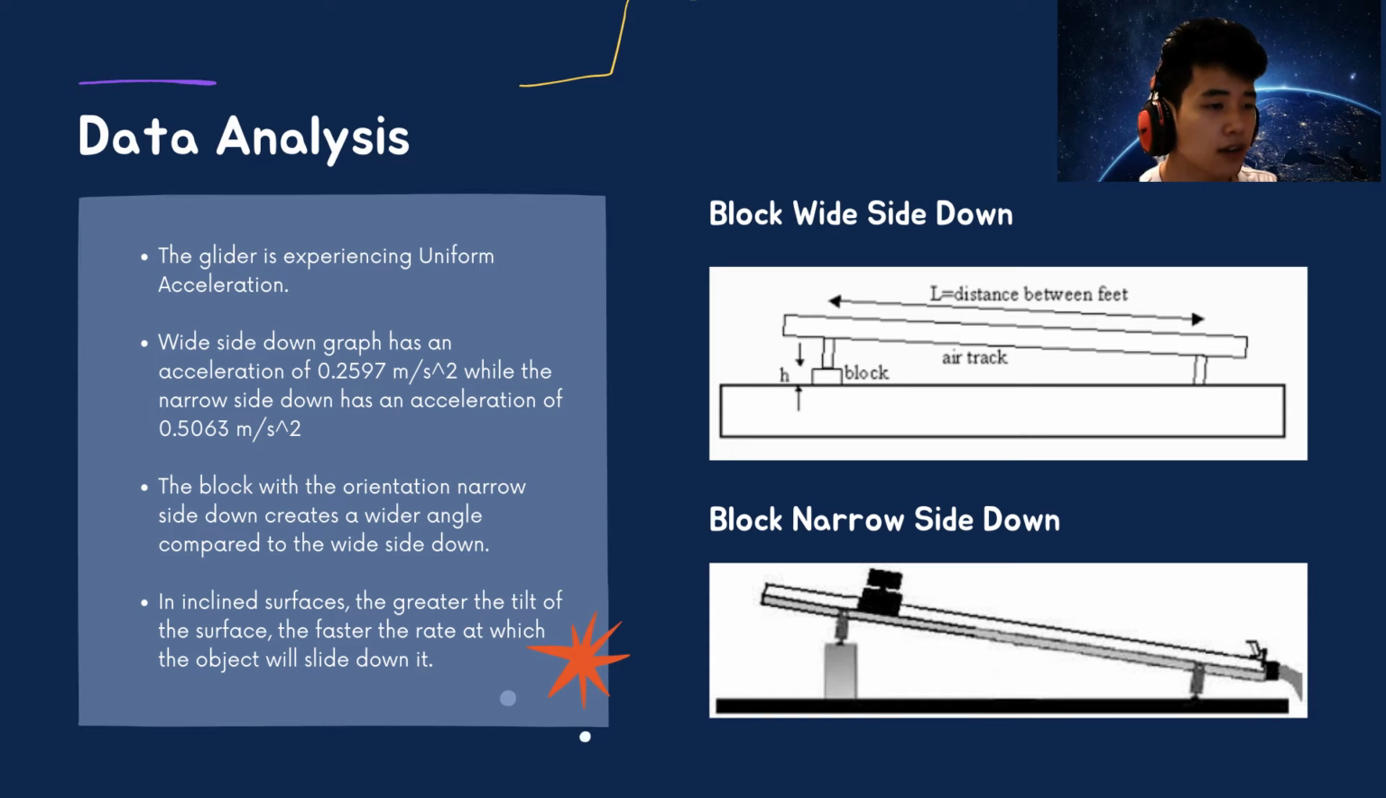In this scenario, where there is no friction, there is only one force that is acting upon the object and causing it to accelerate. This would be its weight, which is affected by the amount of force and the angle of the incline. It could also be said that the greater the tilt of the surface, the faster the rate at which the object will slide down. Now that the necessary ideas and concepts are established, this justifies why the block narrow side down has a faster acceleration.